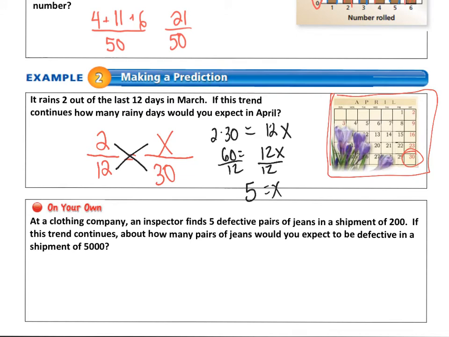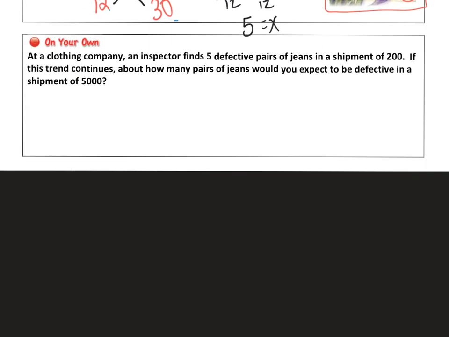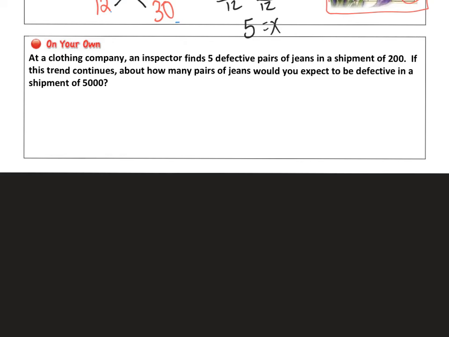Okay, so let's go back to the problem. It says, if this trend continues, how many rainy days would you expect in April? So we would expect 5 rainy days. We can do this because we are looking at the total in the denominator, and in the numerator, it is the event that it rains. Okay, we have another very similar example. Why don't you pause this and try to do this on your own now, and then we'll go over it.